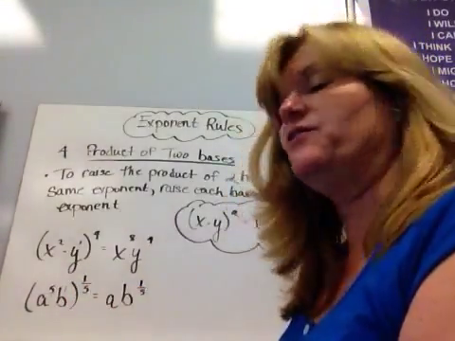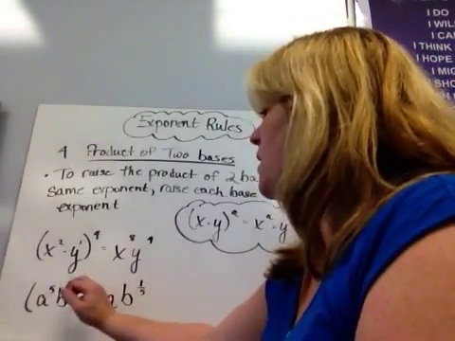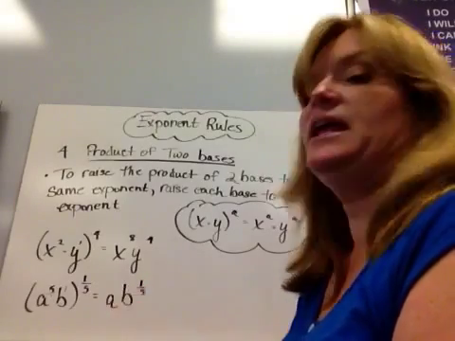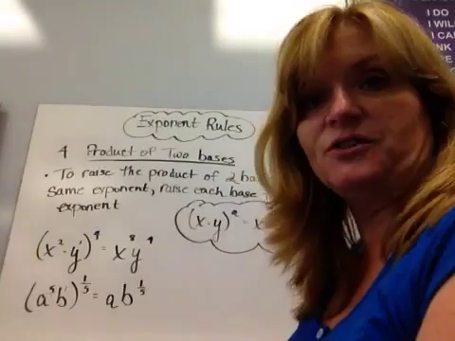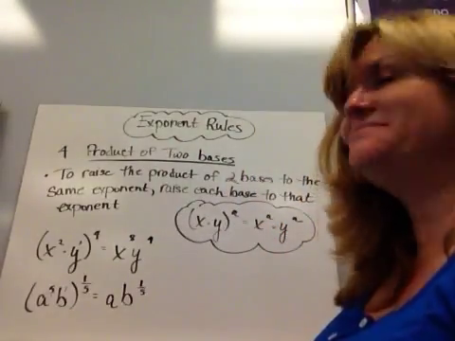And I don't need to write the first, so I just simply write it as a. And then b to the first times that, 1 times 1/5 is 1/5. So it's going to be a, b to the 1/5. And again, the multiplication is understood. So this is a product of two bases.